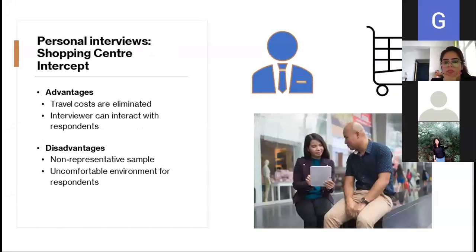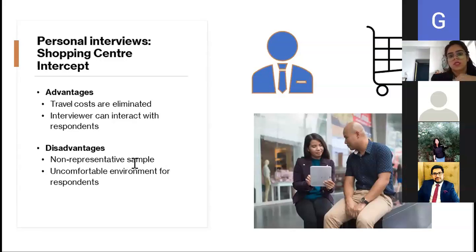Next is shopping center intercept. Okay, we discussed this, shopping mall. So what are the advantages if you are doing interviews in shopping malls? Lack of interest. Variety of respondents. No, but what are the positives? Let's see the positive. What are the advantages of doing mall interviews?